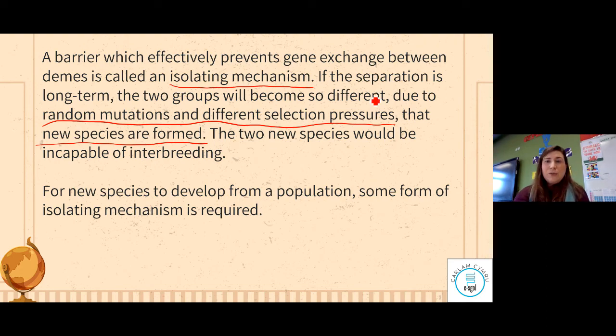The two groups became so different because of the separation, the different areas that they had to occupy, the different ecological niches. They became so different that different selection pressures meant that they were selecting for or against different alleles, and a new species is formed. The two new species would be incapable of interbreeding, so these tortoises could not interbreed and produce fertile offspring. For new species to develop from a population, some form of isolating mechanism is required. There needs to be some sort of separation as to why they can't exchange genes any longer.